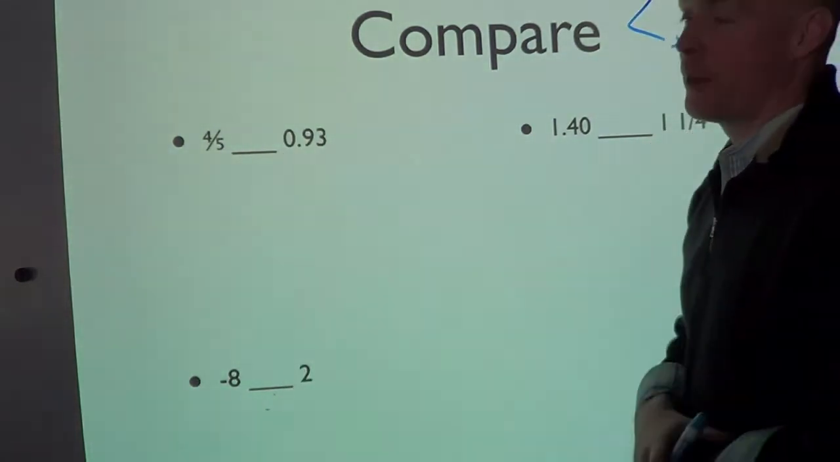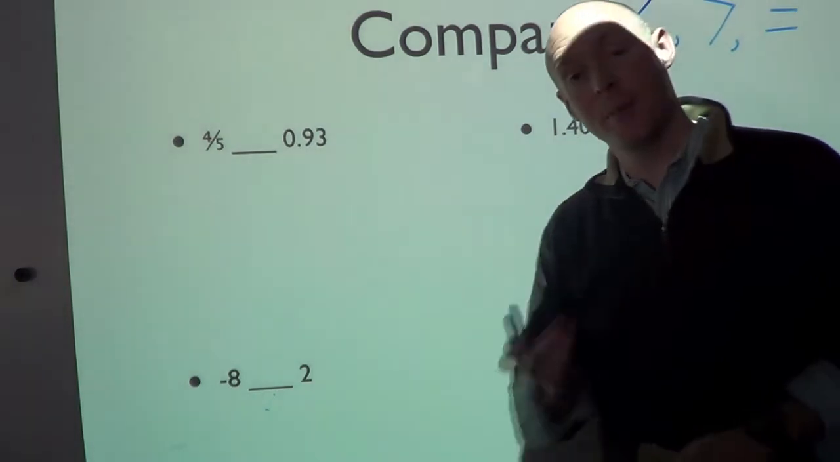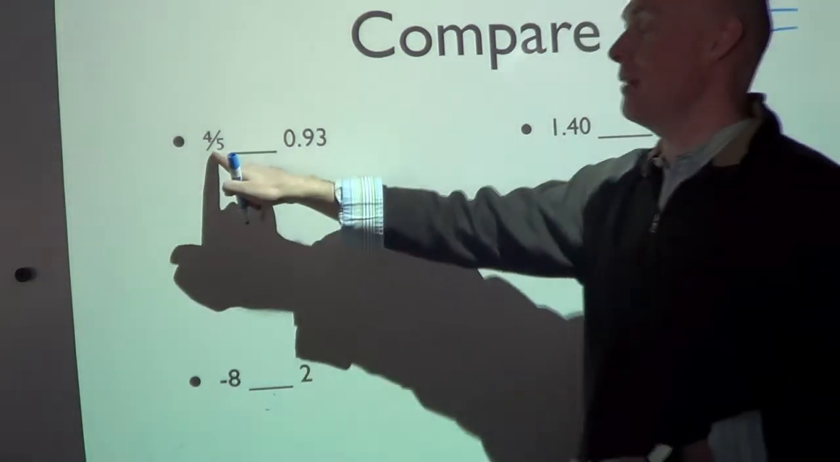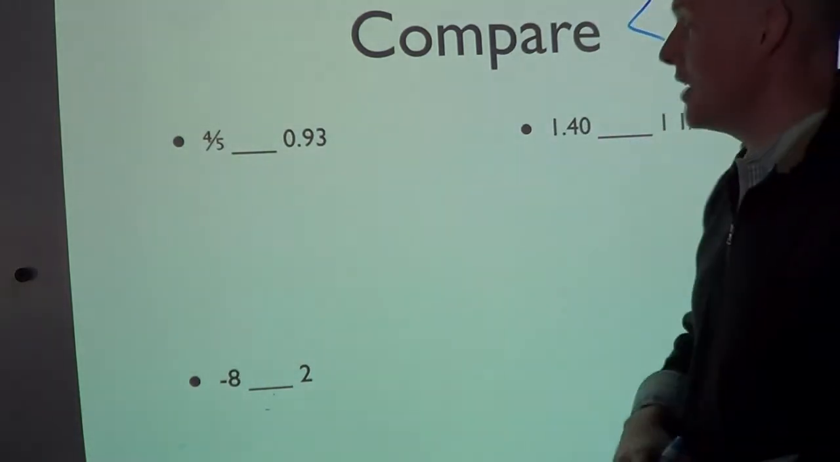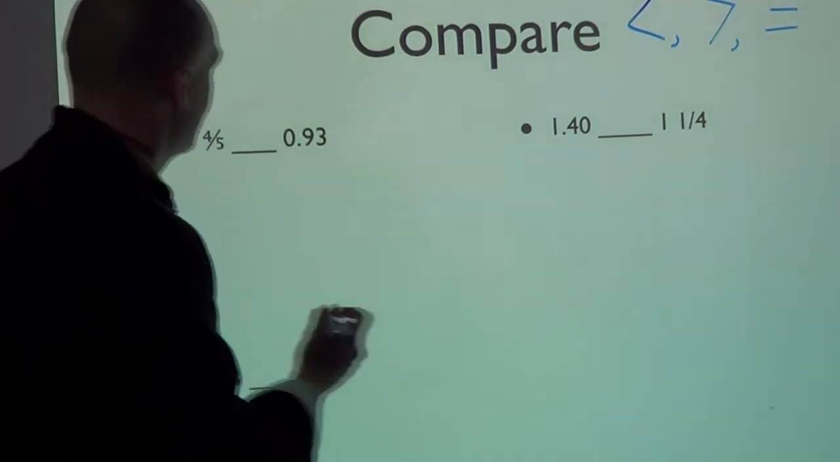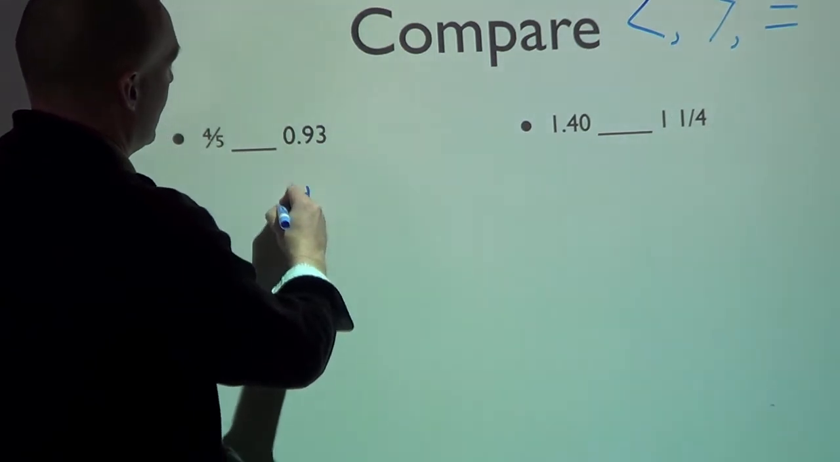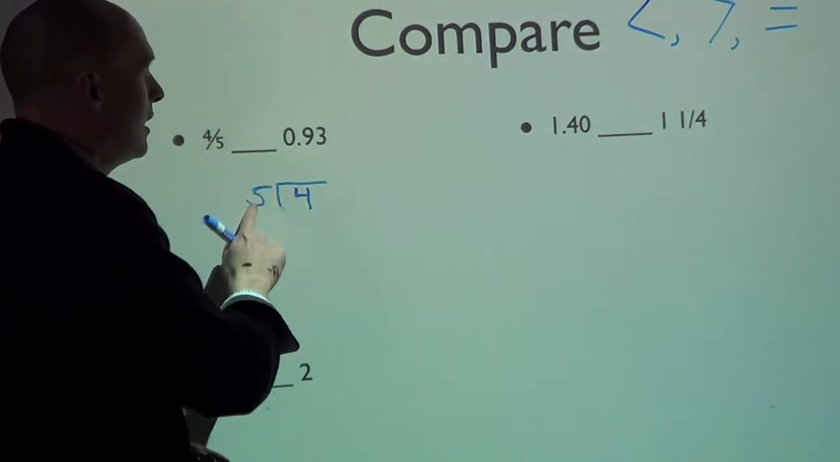4/5 and 93/100. We need to compare them. My first tip was put them all in the same form. In this case, I have a fraction and I have a decimal. I like to change it into decimals, so let's do that. We need to change 4/5 to a decimal. So I take my numerator, which is 4, divide it by my denominator, which is 5.